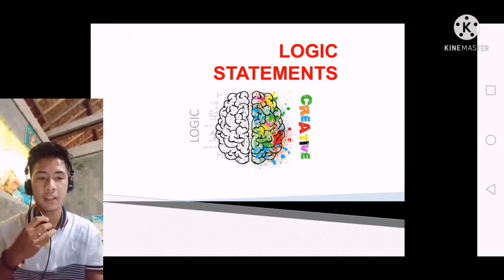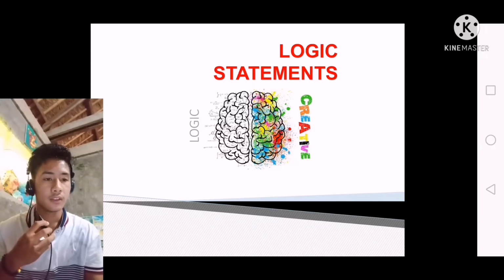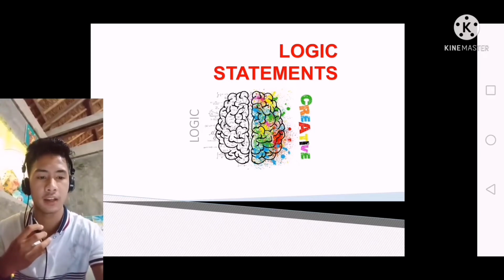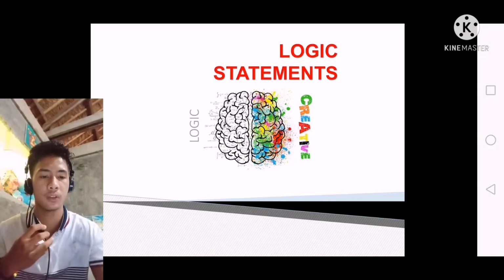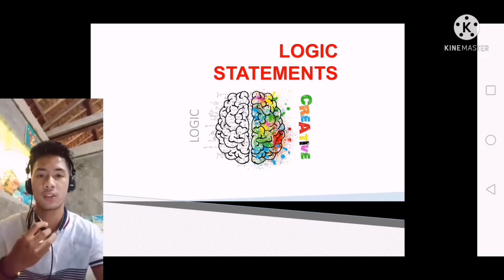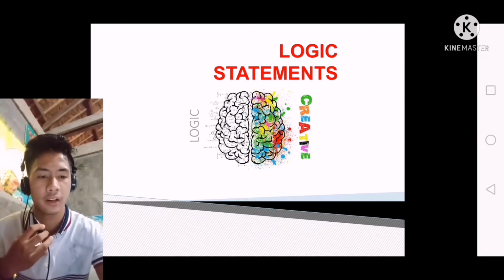So now I will be discussing the introduction of logic and statements, and after that I am going to define logic and statements. So here we are. Let's start with the introduction.